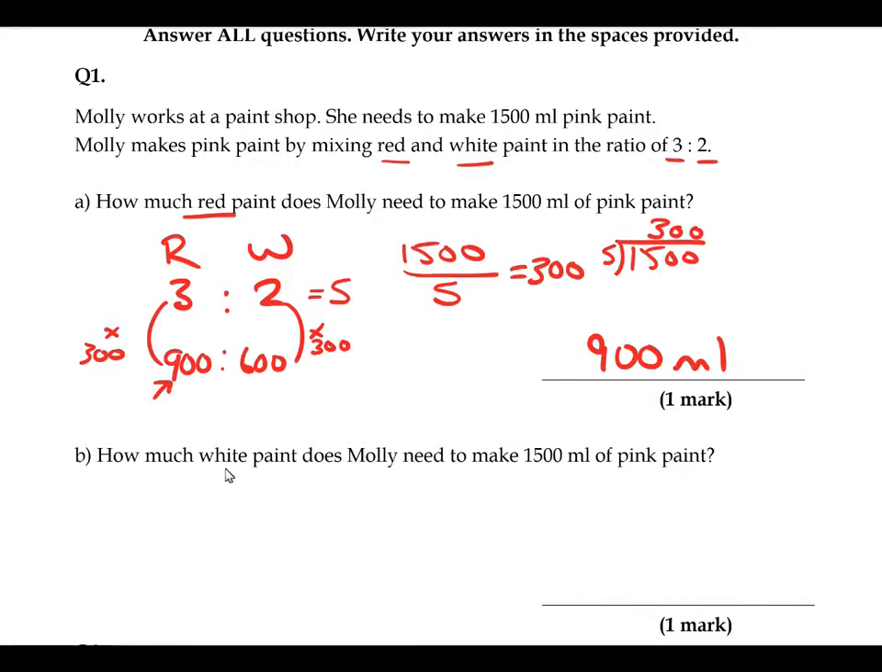Part B is asking us how much white paint we need for 1500 millilitres. We've already worked this out in Part A, so the amount of white paint, go to the W for white, is 600 millilitres, and again that's 1 mark.